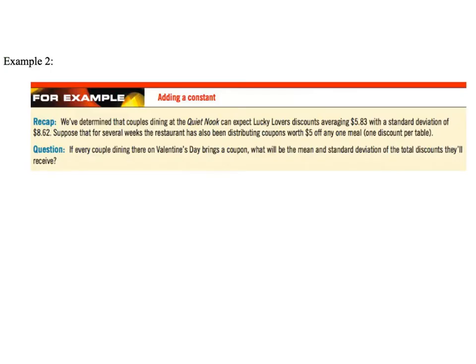4.24. Now, I think that these examples will help you make more sense of everything by revisiting your textbook example with context. Okay, so we've determined that couples dining at the Quiet Nook can expect a Lucky Lover's discount averaging $5.83 with a standard deviation of $8.62. Suppose that for several weeks, the restaurant has also been distributing coupons worth $5 off any one meal, and they say there's one discount per table. So if every couple dining there on Valentine's Day brings a coupon, what will be the mean and standard deviation of the total discounts they receive?